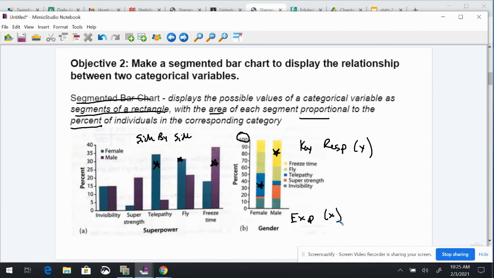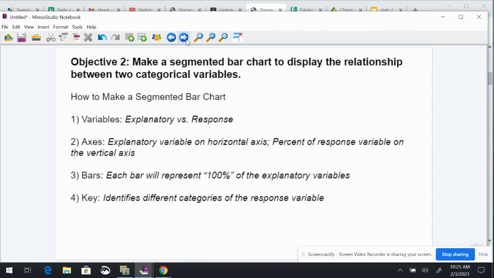So what we're going to do now is look at a segmented bar chart, and we're going to make one together. So let's look at an example here. Oh, no, let's first talk about this. So these are the important parts of basically what I was showing you there.